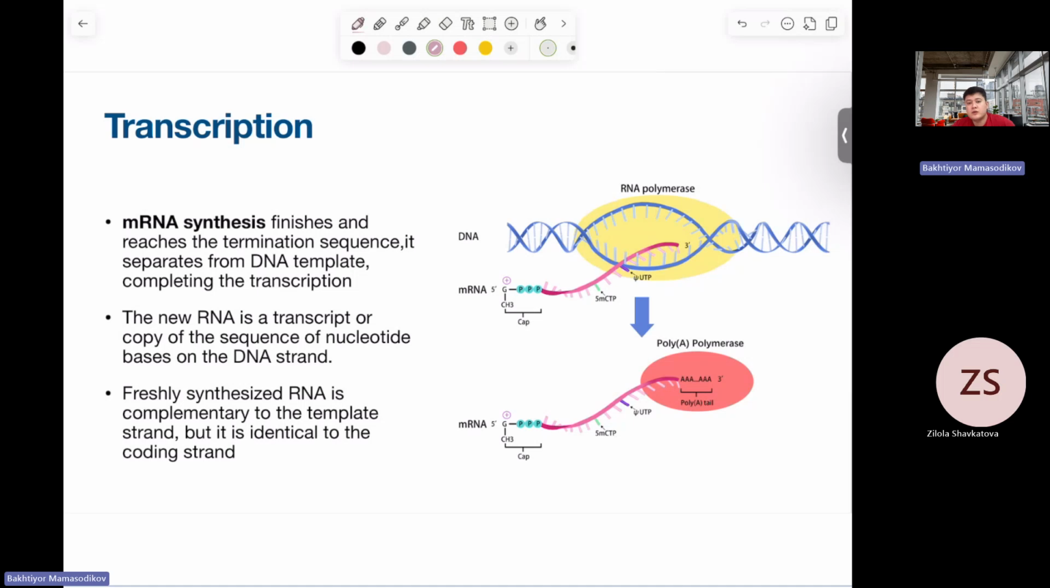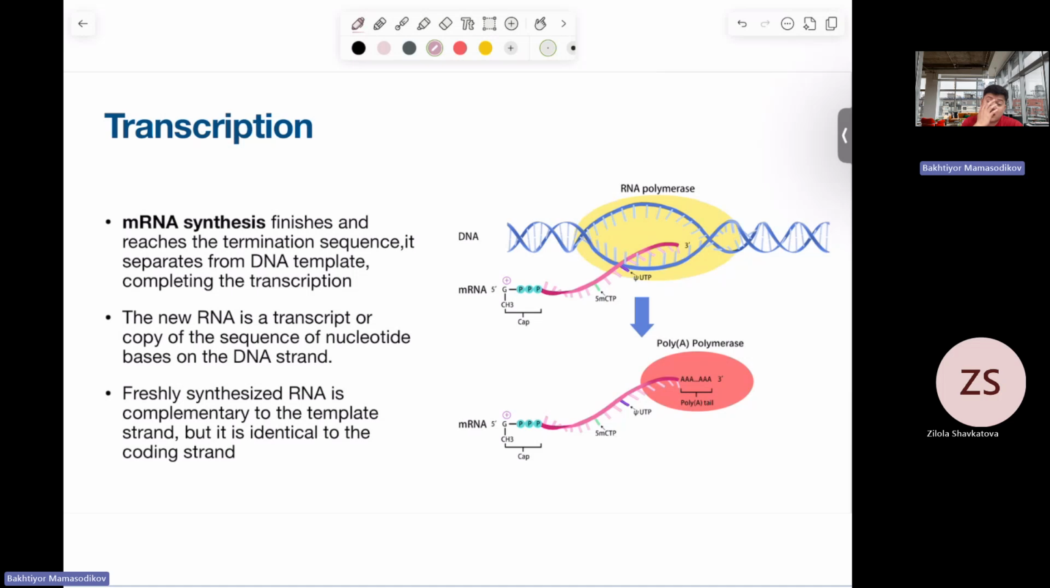Okay, so stop codon is also important. Good. Now it's called the transcript. So the new RNA is complementary to the template strand and almost identical to the coding strand, except the thymines are replaced by uracil. Okay, so what's post-transcriptional processing in eukaryotes?